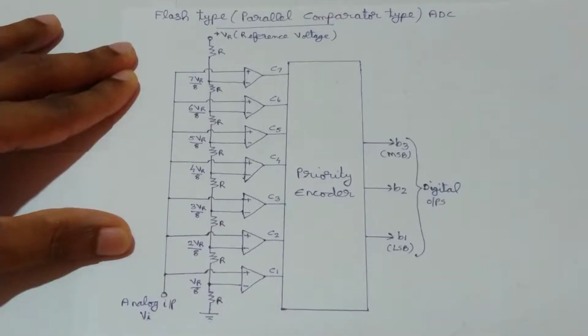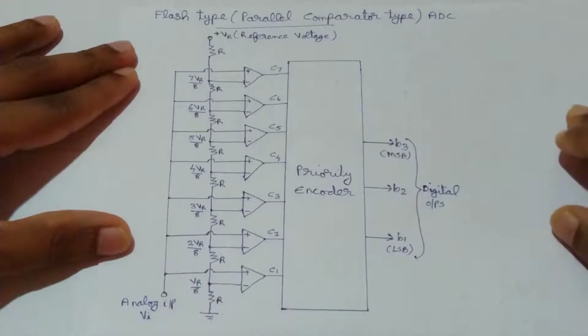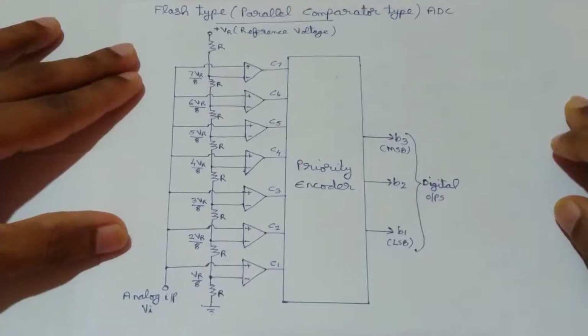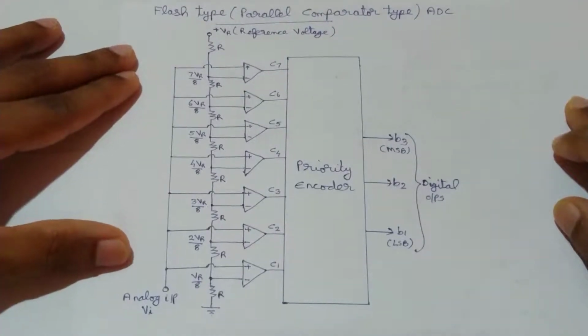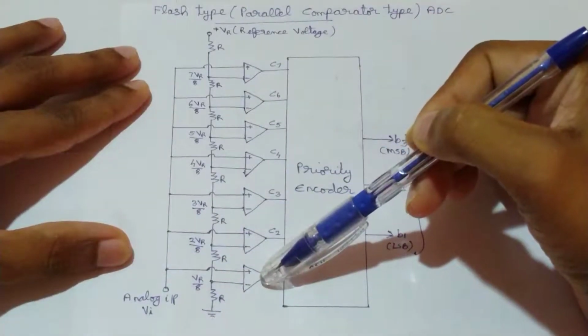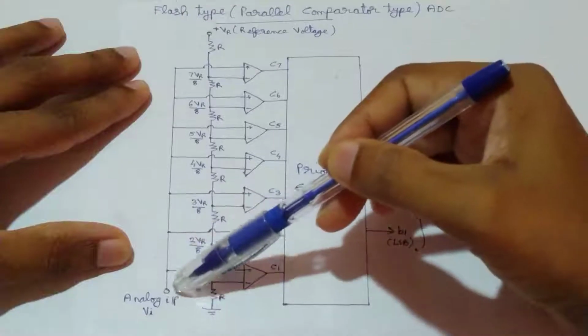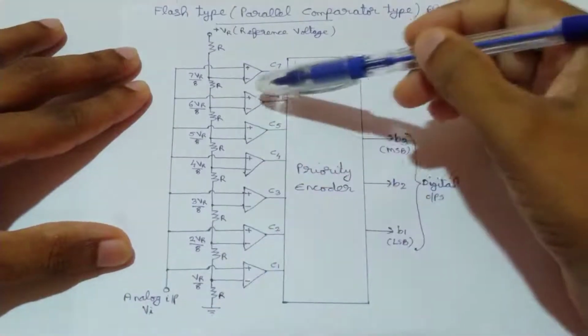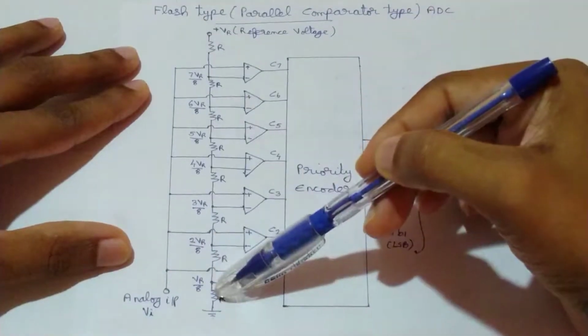Today we are going to study a flash type analog to digital converter. This flash type analog to digital converter is based on comparing an unknown analog input voltage with a set of reference voltages. So this is the circuit diagram for a flash type analog to digital converter. Here we can see we are using a number of comparators and we are comparing an analog input voltage with a set of reference voltages.